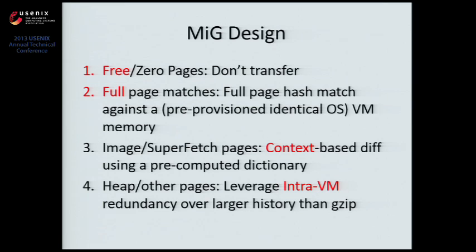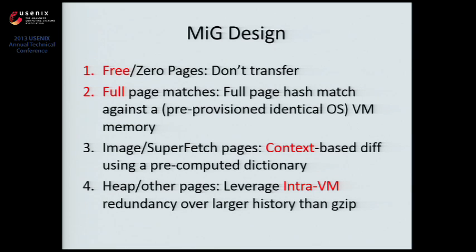So here is the design for MiG. We first parse and identify each page by its type. Free or zero pages, we suppress them. We also do a full page match, so we found that 33%, for example, was identical. So we take a blank VM and do a full page match. If the pages are identical, we can just send a hash over. That's the simple part which people have proposed in the past. Then for image or Superfetch pages, really the data comes from the file system.